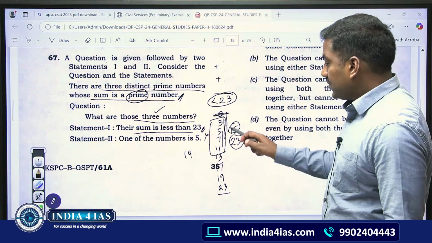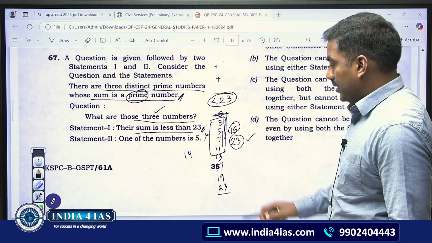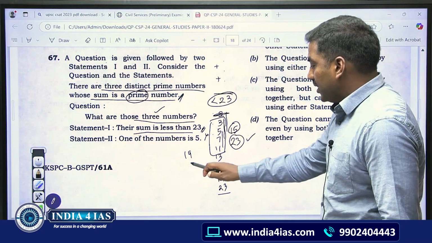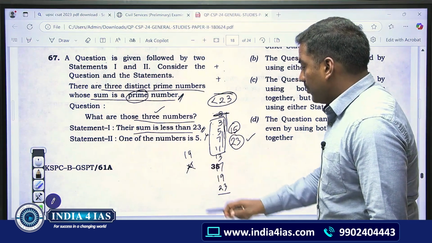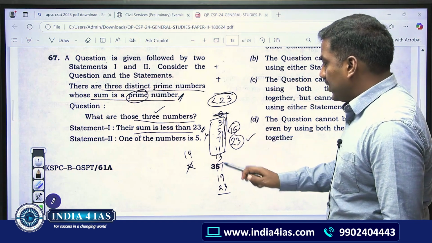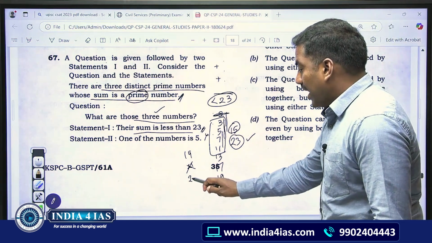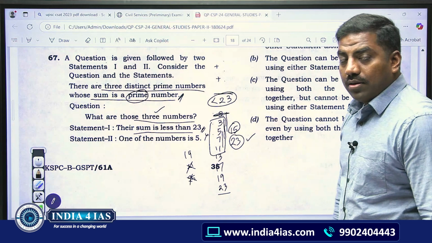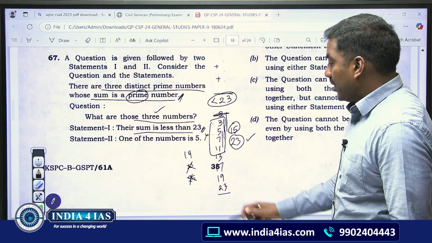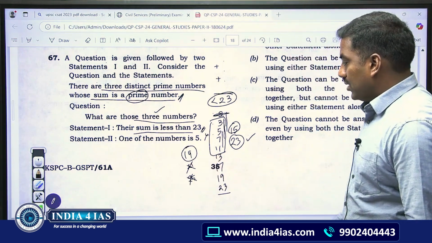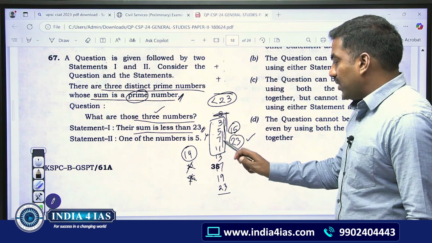Next, 3 plus 5 plus 13. 3 plus 5 is 8, 8 plus 13 is 21. 21 is not a prime number. Then 3 plus 5 plus 17 will be 25. I am not looking for a number more than or equal to 25. But here I am getting this one, that is 3 plus 5 plus 11.